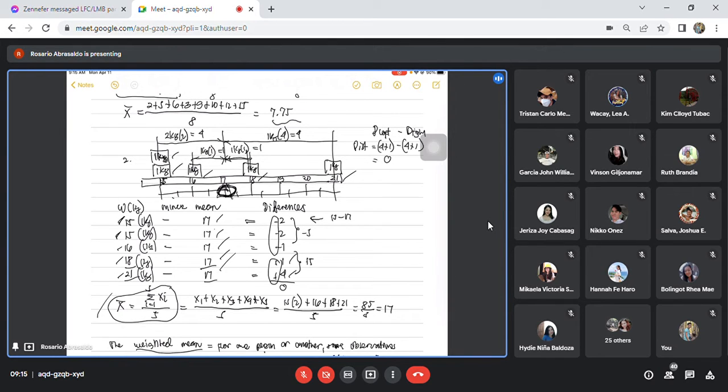And then, at 16 we place 1 kilogram. At 18, we place 1 kilogram. And at 21, we place 1 kilogram weights.